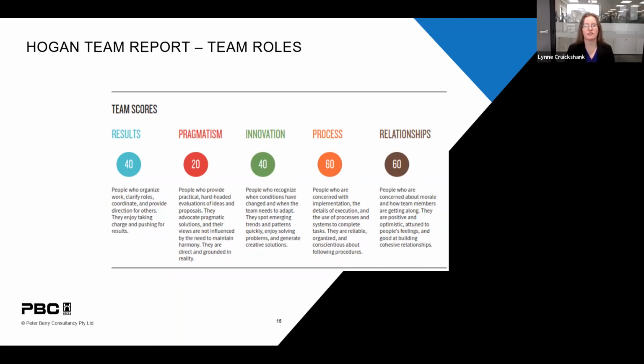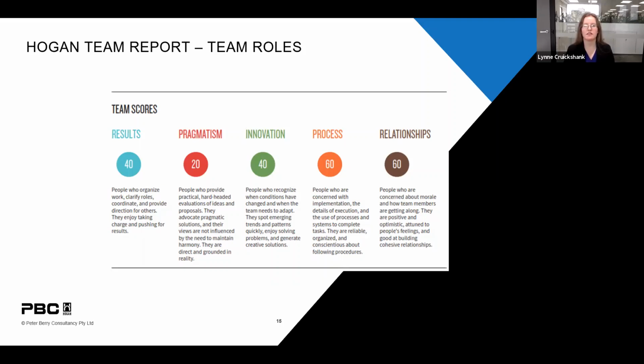So you may find that some may be weighted more heavily for optimal performance, particularly if they are more of a specialised team. That may be when you want them to be more heavily weighted in some areas rather than others. So in terms of the different team areas that it looks at, it looks at results. These are those individuals that tend to naturally take on that role of directing the team. So they have that focus on results and getting things done, those individuals that are comfortable taking charge, organising work, clarifying goals, coordinating the team, and providing direction for others.